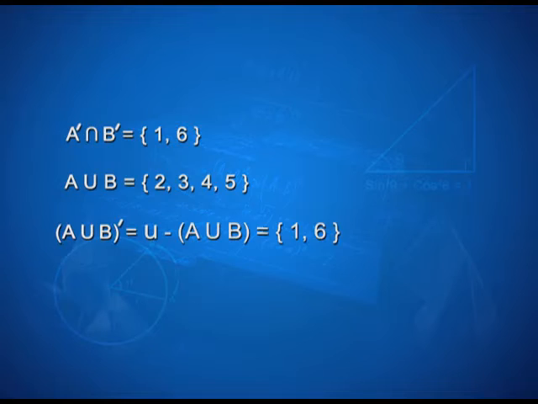The left hand side of the De Morgan's law says that the complement of union of two sets A and B, which is written as (A union B) dash, is given by U minus (A union B). That means all the elements of the universal set which are not part of the union. So this set will contain the elements 1 and 6.